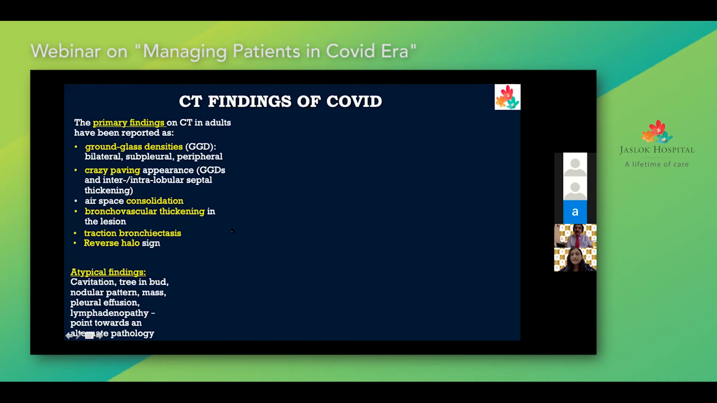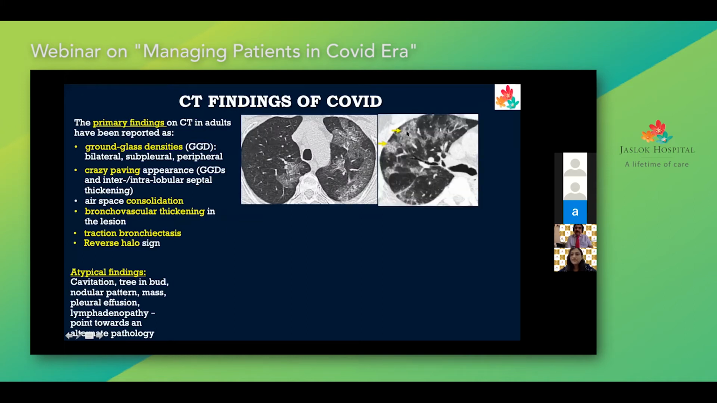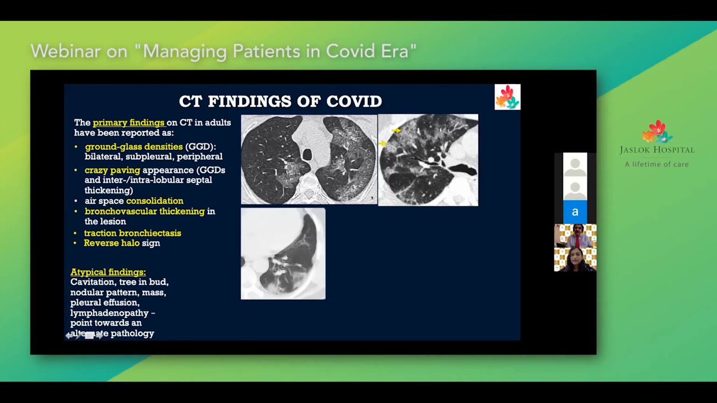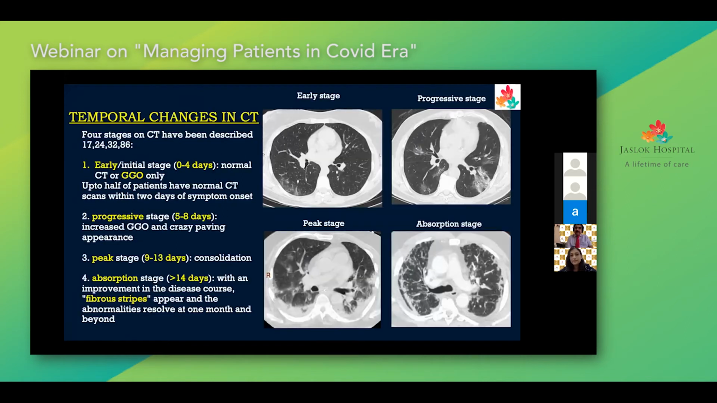Now, the primary findings that we see on CT are ground glass densities. We see crazy paving, which is ground glass densities plus septal thickening. We see peripheral consolidations, bronchovascular thickening, traction bronchiectasis when fibrosis sets in, and sometimes a reverse halo sign with central ground glass and surrounding density. Atypical findings like cavitation, nodules, and lymphadenopathy generally point towards another disease.